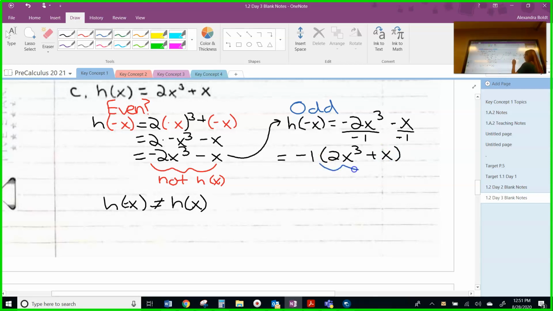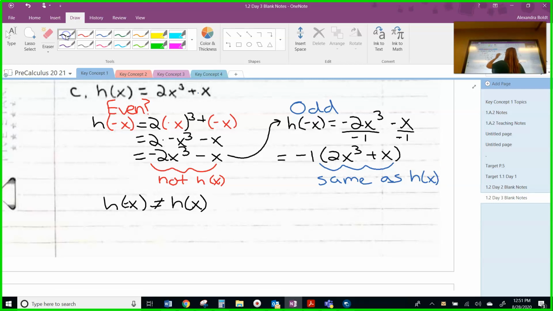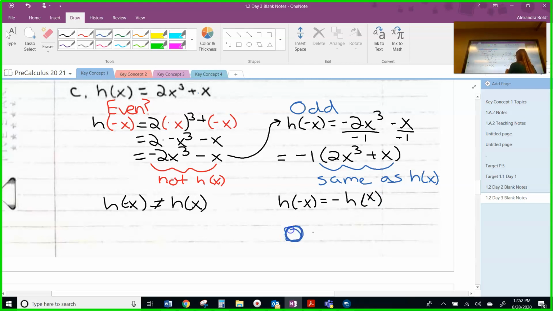And if we look here, this piece here is the same as our original h of x. So I can say h of negative x is the same as negative h of x. So this function is odd.